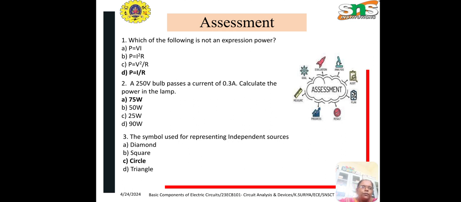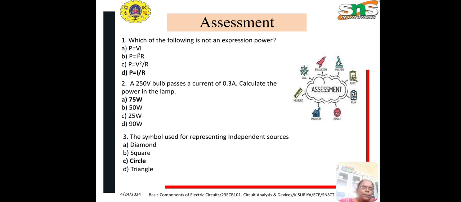Next one is, a 250 volts bulb passes a current of 0.3 amps. Calculate the power in the lamp. Power is equal to V into I. Voltage is 250 volts, current is 0.3 amps. So 250 into 0.3 will give 75 watts.